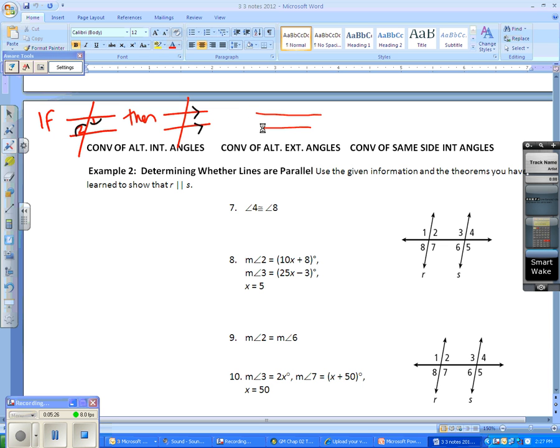Converse of exterior angles. If I tell you that exterior angles are congruent, I'm not saying anything about the lines yet. We don't know anything about the lines. Then we know that the lines are going to be parallel.